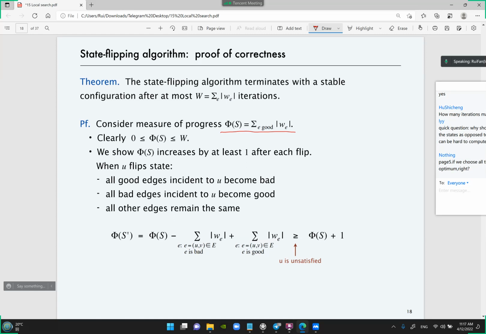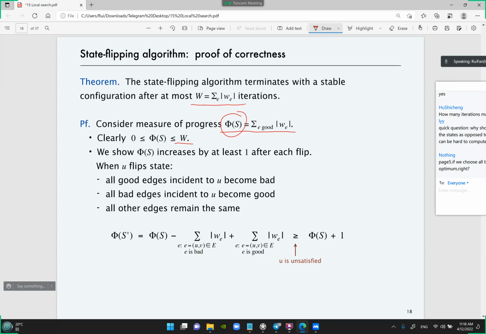All right, and the way this potential function is defined is that in any configuration S, you're going to look at all of the good edges, the satisfied edges. And then you're going to add up their weights, the absolute values of their weights. And this is a measure of how good the state S is. Now this phi value obviously is not going to be more than W, because W is the sum of all of the edge weights.